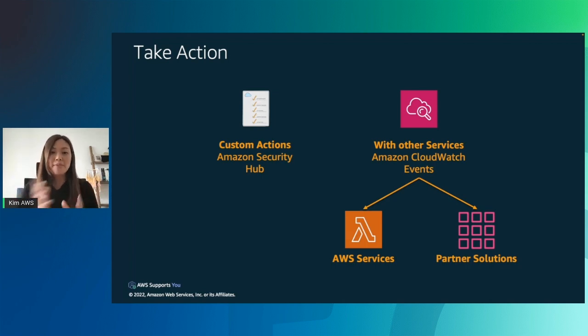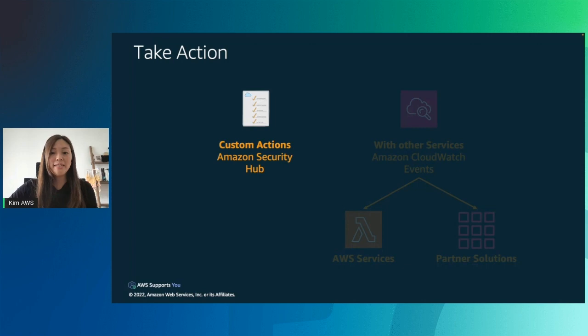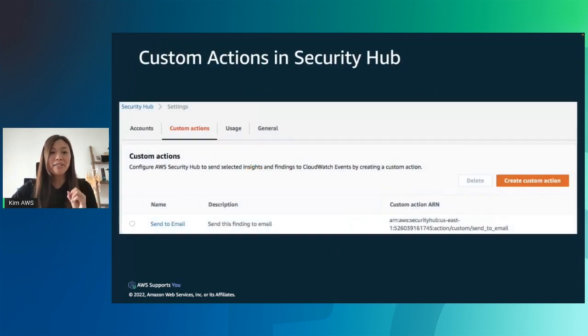So these are the three types of things that you can think about, whether you want to create a custom action, whether you want to send it to an auto remediation function you create with AWS Lambda, or maybe you want to send it to a partner solution such as a SIEM. For example, here, I have a custom action that I've created within Security Hub. And like I said earlier, this involves sending a finding that I receive from Security Hub to an email address that I have configured for my security admins.